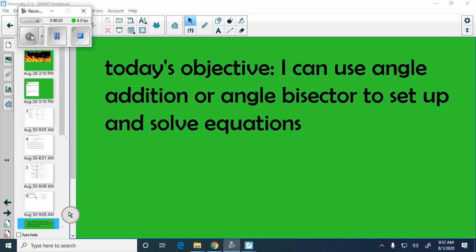Howdy. We are still in Unit 2 on angles, and today is Topic 5, talking about angle addition and the angle bisector concepts, things we did a little bit with segments in the last unit, but now we're talking about angle addition and angle bisector.